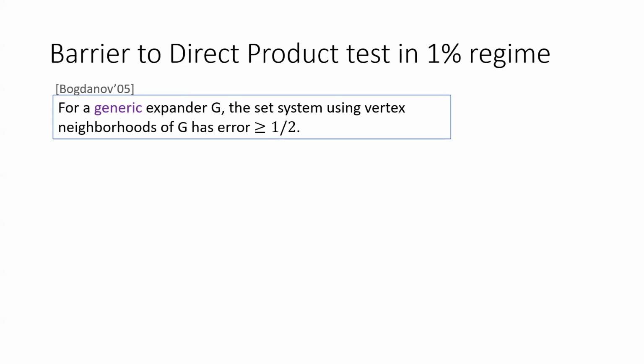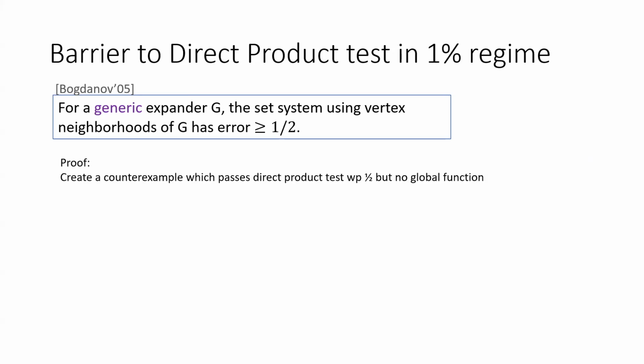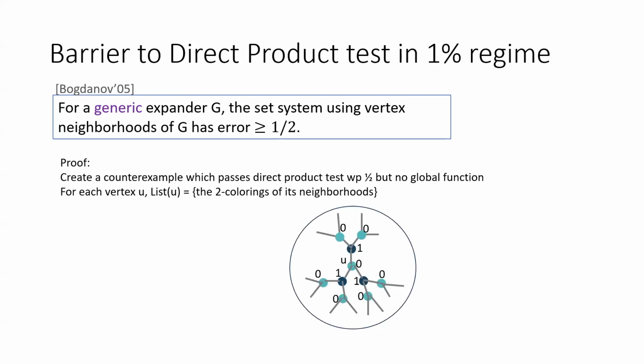Okay, so let's just see a quick proof of this. It's not very hard. So our aim is to create a counterexample which passes the test, but there is no global function. So let's look at a spectral expander, and we are going to build functions on every neighborhood of every vertex. So the function will just be a two coloring of the set. So we'll build a list for every vertex. Instead of building one function, we'll just get a list of two functions, which is just going to be the two coloring of its neighborhood.